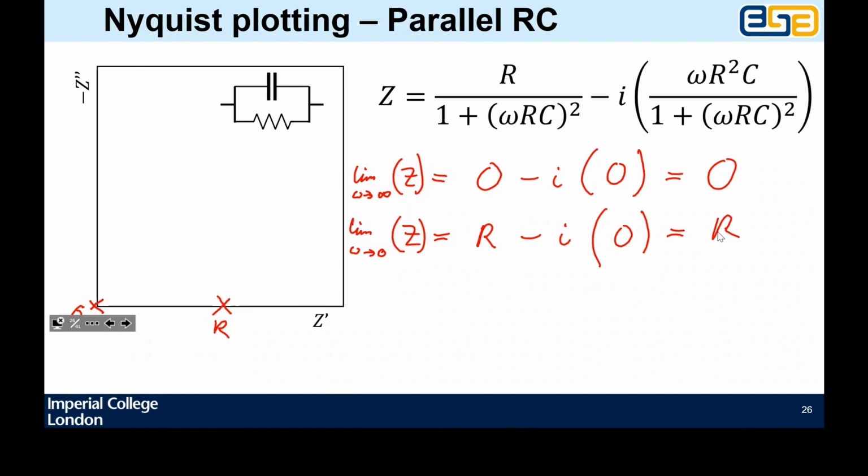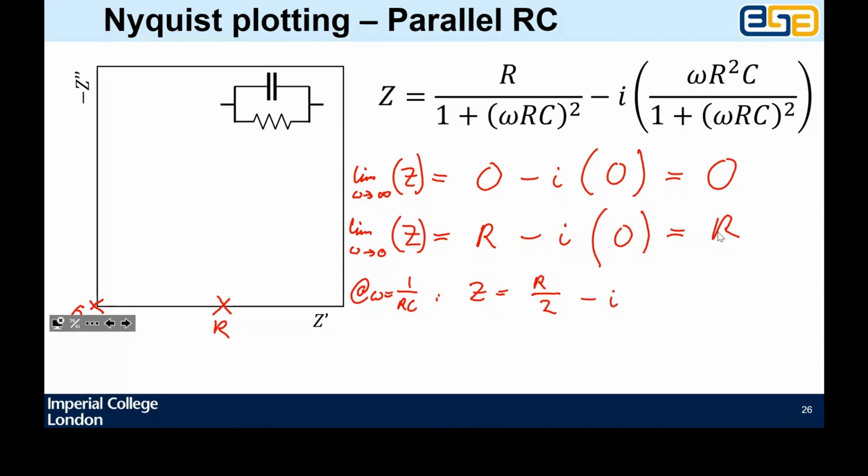Okay? So at omega equals 1 over RC, sub it in. What do we get? Z equals, well, it's R divided by 1 plus omega times RC, which is now just 1. So 1 plus 1 squared, which is 1 plus 1. So R divided by 2. R divided by 2. And what about the imaginary bits?